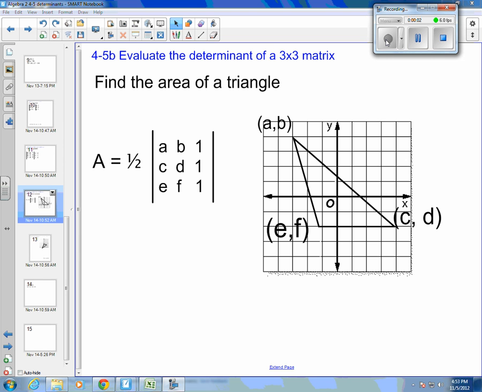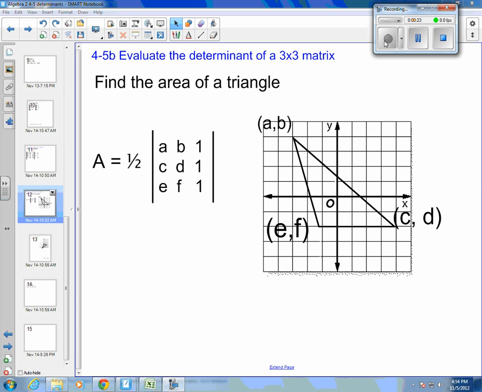Algebra 2, this is Chapter 4, Section 5. This is the fourth of 4 videos for the section, so the last video for the section. This is how you find the area of a triangle using determinants. Not one of the main points of determinants, but it's kind of a neat way to find the area of a triangle when you have no other way to go about it.